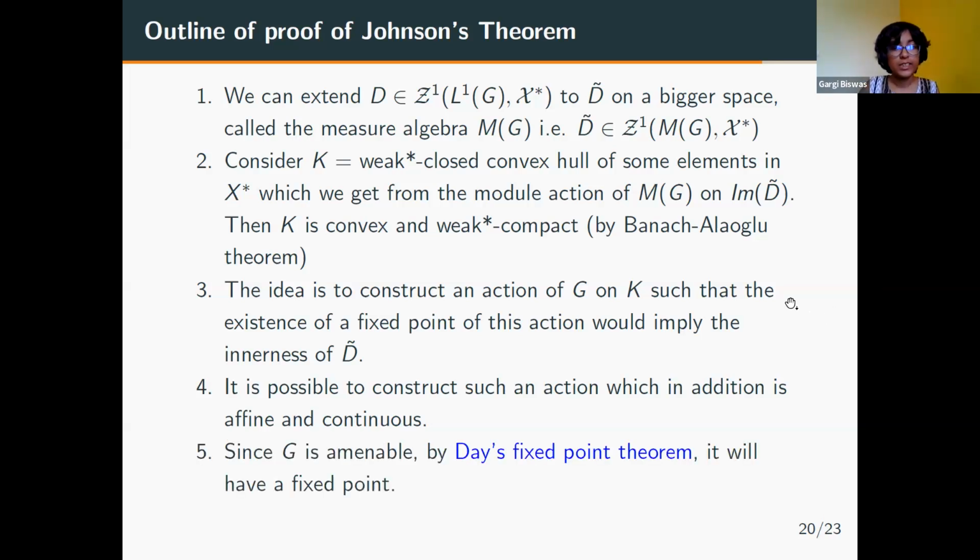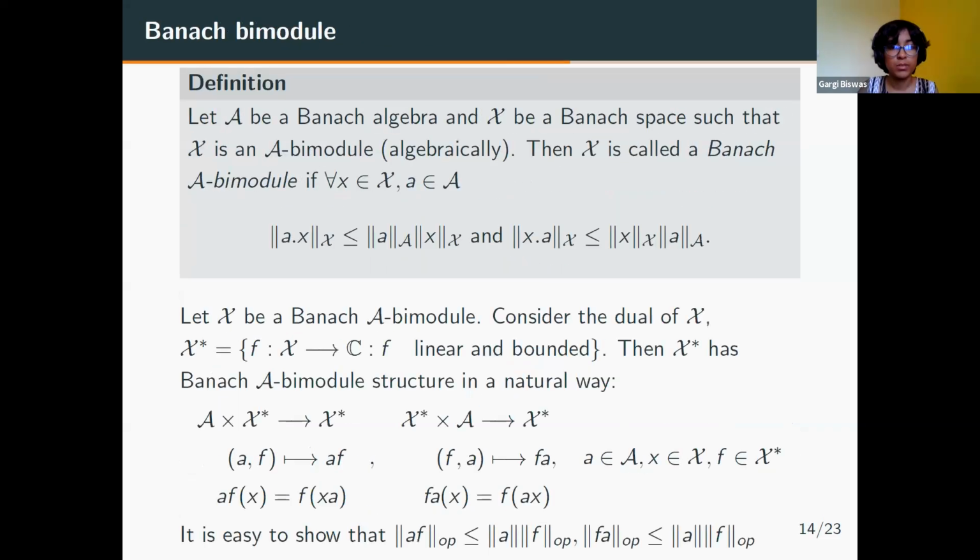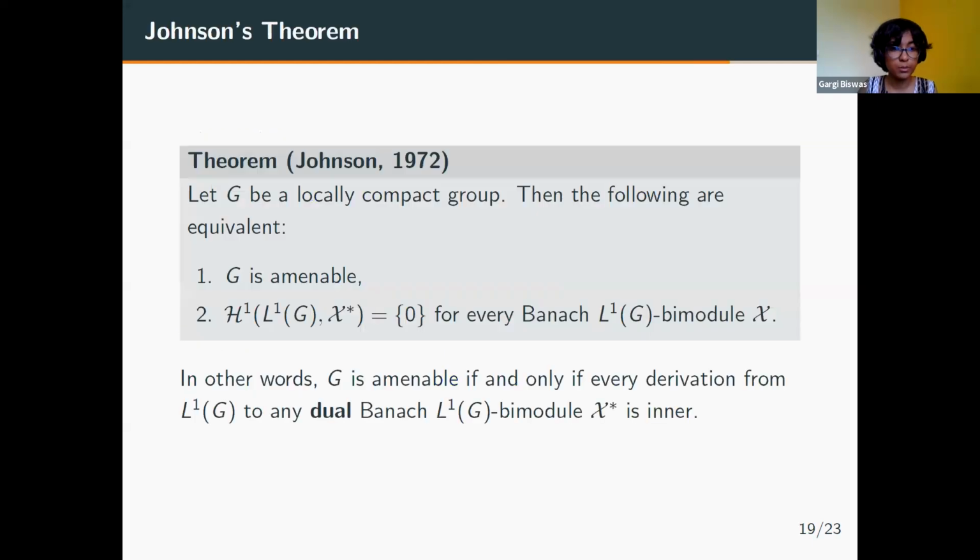Since G is amenable, by Day's fixed point theorem, it will have a fixed point. So let's go back to Day's fixed point theorem. What does it say? G is amenable if and only if any continuous affine action of G on a non-empty compact convex subset X of a locally convex topological vector space has a fixed point. So here X is our K, which we defined as the weak star closure of the convex hull of something. We showed that it's convex, compact, and non-empty. And if we define the action of G on K to be affine and continuous, then since G is amenable, we'll have a fixed point.